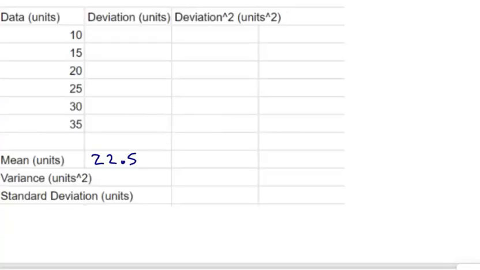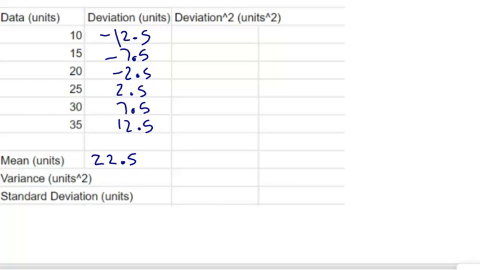Our first step in finding the standard deviation is to find the mean of the data set, which once again means that we're going to add all of the terms in the set and then divide by the number of terms. So we can go ahead and add these values right here and then divide by 6, which will give us 22.5.